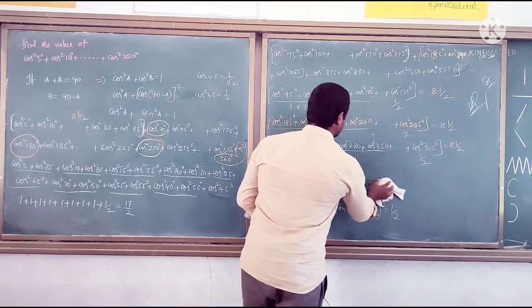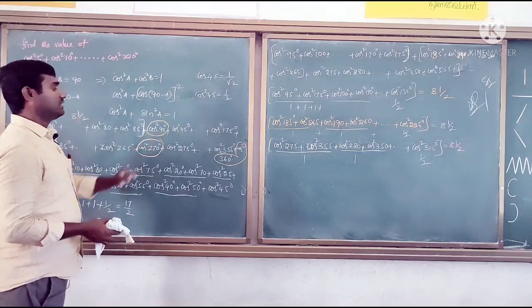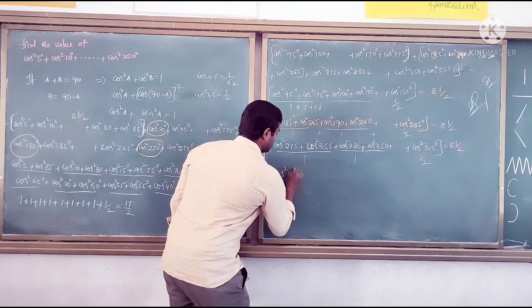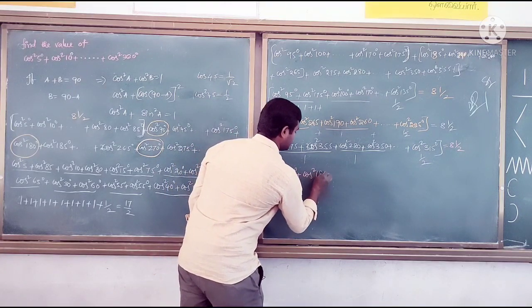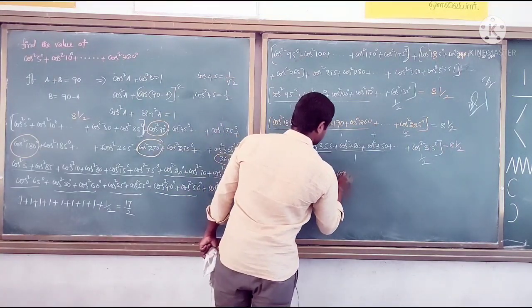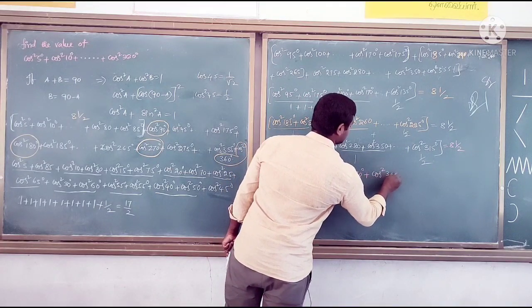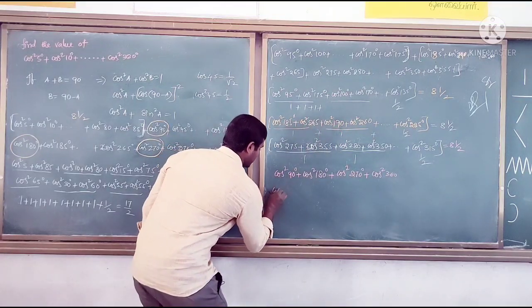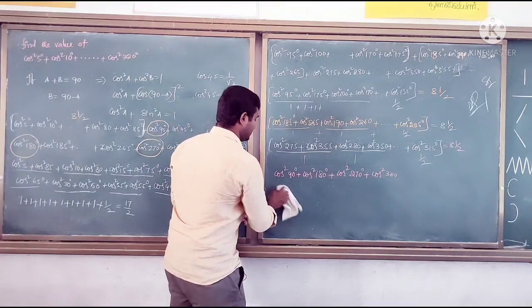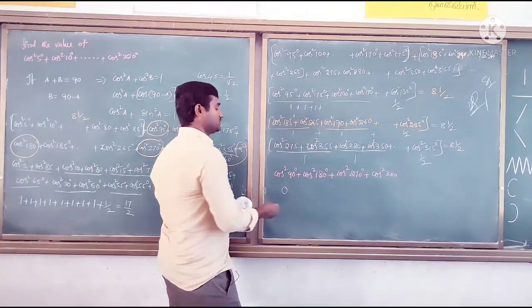Okay, so now the leftover terms. What is left here in the series? Cos square 90 plus cos square 180 plus cos square 270 plus cos square 360. Let us find those values. Cos square 90: cos 90 is how much? Cos 90 is 0. So cos square 90, 0 square is 0 only.